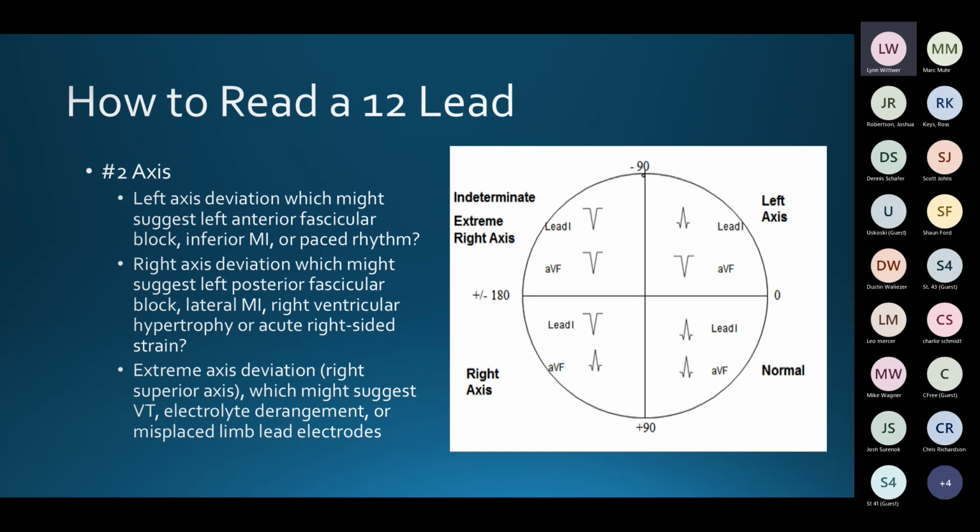Now, left axis deviation in the context of your 12 lead will usually suggest a left anterior fascicular block. The fascicles are part of the bundle branch, so that'll give you an incomplete left bundle branch block. Or an inferior MI, or it comes out of a paced rhythm. Paced rhythms will have left axis deviation.